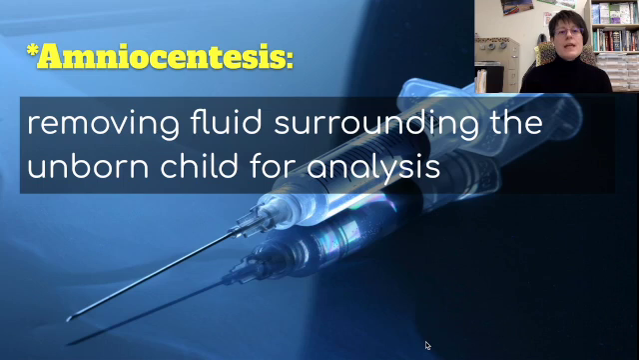There's also amniocentesis. This is removing fluid surrounding the unborn child for analysis. It's done with a large needle, and they guide it with ultrasound so that they're not going to harm the child. And they're able to remove fluid to analyze it for chromosomal abnormalities, things like Down syndrome and other issues that could arise with the child.